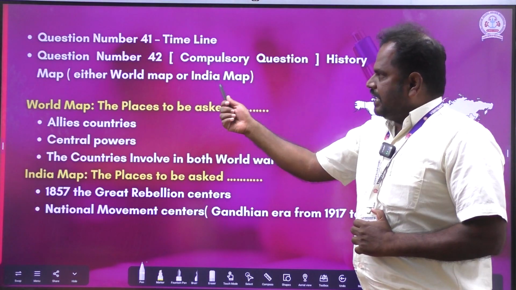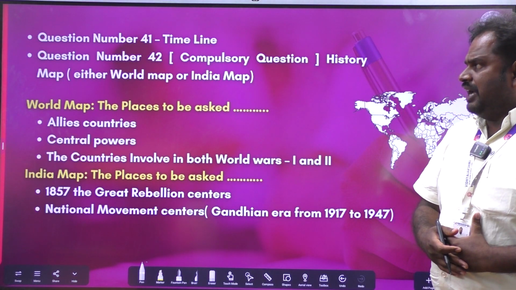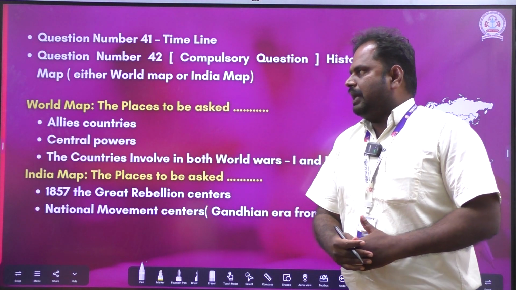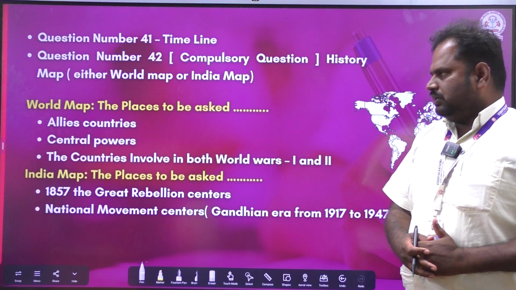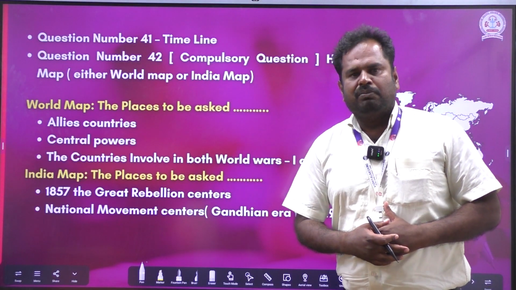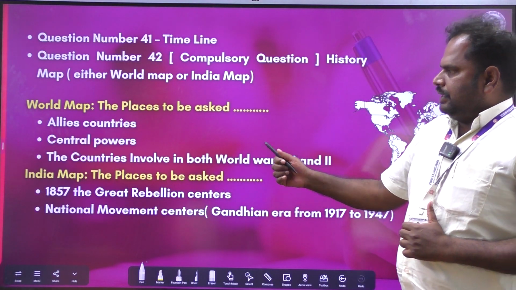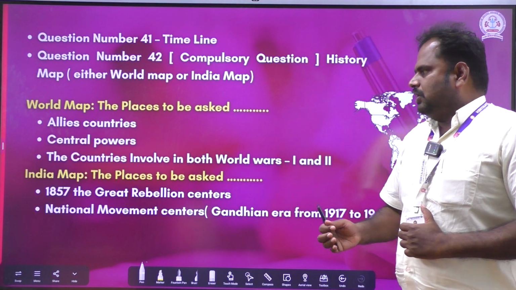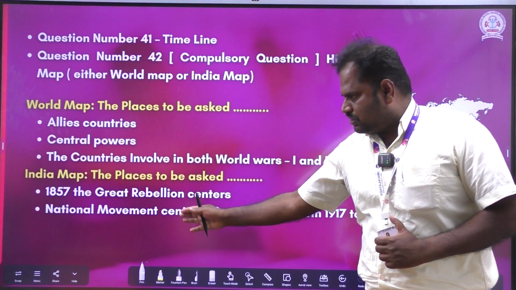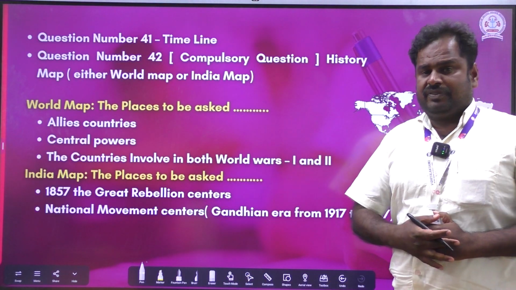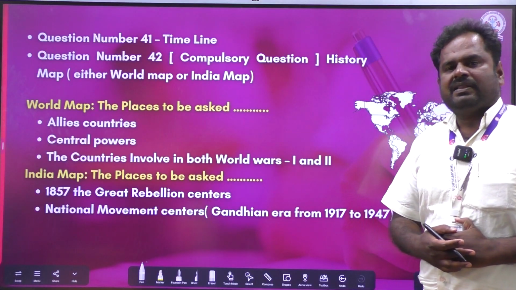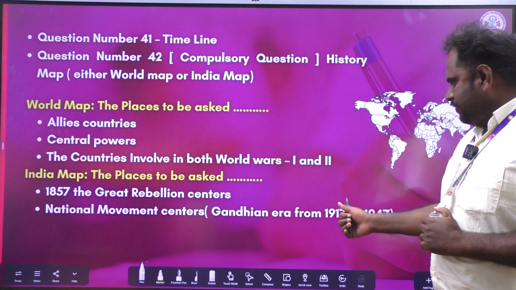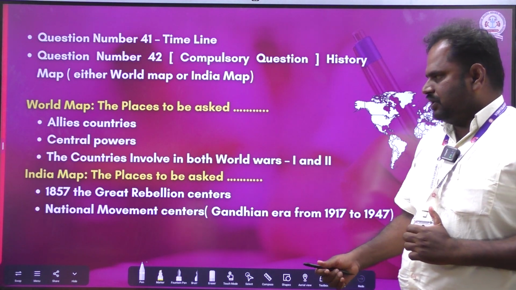It is a map. It can be either a world map or an India map. For the world map, you have to prepare the Allied countries, Central Powers, and the countries involved in both world wars. Next choice, maybe another question. For the India map, you have to practice well on these 2 headings: 1857, the Great Rebellion centers, and the national movement centers, especially the Gandhian era from 1917 to 1947.